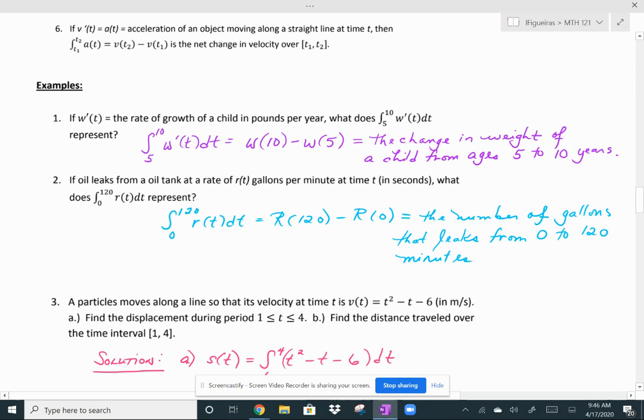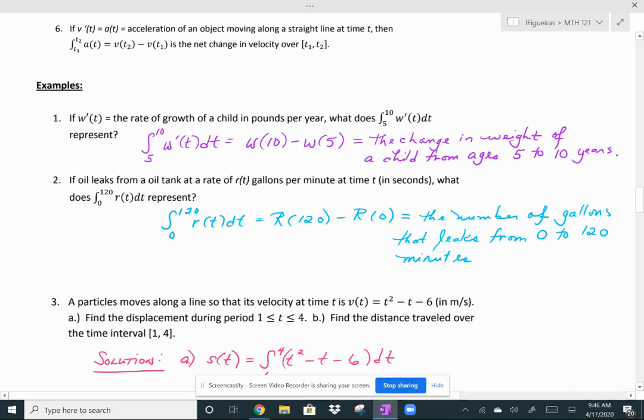So the first problem says, if w prime of t is the rate of growth of a child in pounds per year, what does the integral from 5 to 10 of w prime of t dt represent? Well, if you were to integrate w prime of t, you would get w of t evaluated at 10 and at 5 and subtract them by the first fundamental theorem of calculus. And what that represents is the net change in weight of the child from ages 5 to 10.